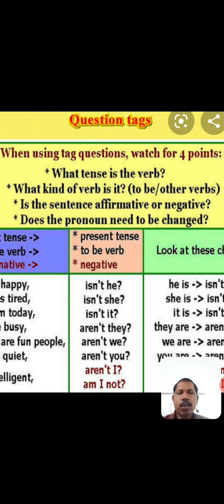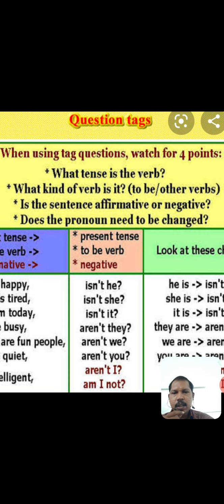The fourth important point is, does the pronoun need to be changed? What pronoun is used in the subject of the statement? If any name is used, you have to change accordingly. Suppose in the previous example we saw Peter; instead of Peter, we used he. If a lady's name like Nancy is used, we have to use she in the question tag. These 4 points you have to keep in your mind when you write a question tag.